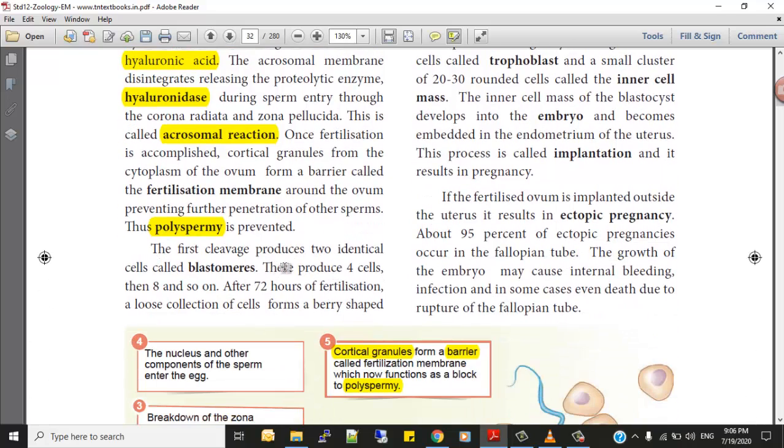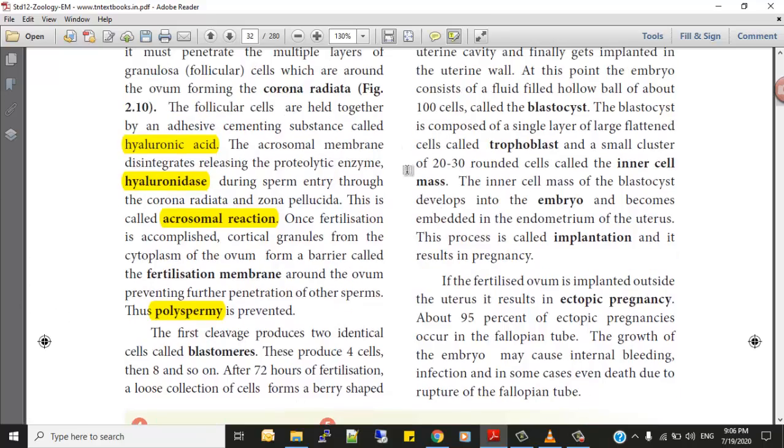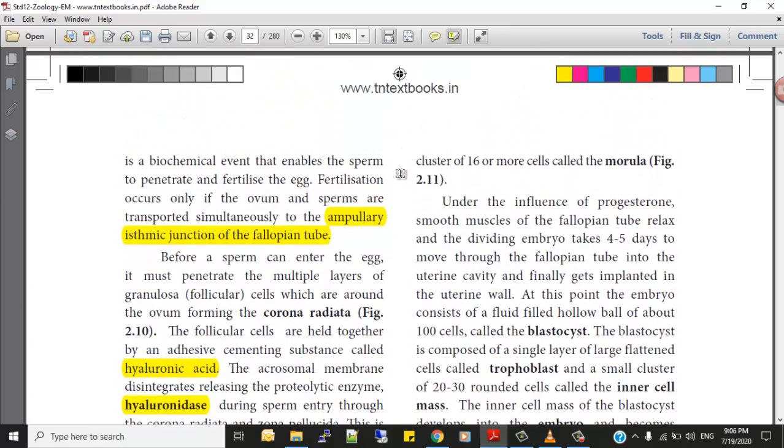So first cleavage produces two identical cells called blastomeres. These produce 4 cells and 8 cells and so on. Yes, after 72 hours of fertilization, a loose collection of cells forms a berry shaped cluster of 16 or more cells called the morula stage, and under the influence of progesterone and smooth muscles, the fallopian tube relaxes and the dividing embryo takes 4 to 5 days to move through the fallopian tube into the uterine cavity.